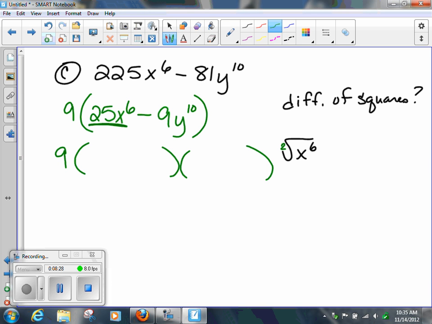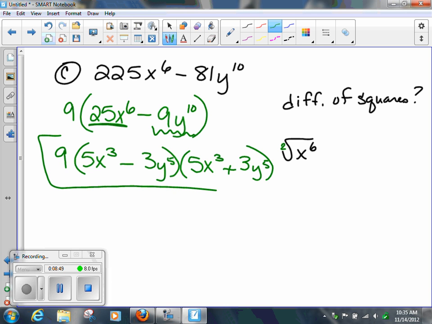What's the square root of 25x to the 6th? 5x to the 3rd. What's the square root of 9y to the 10th? 3y to the 5th. My signs have to be different. There you go. That's how you factor it.